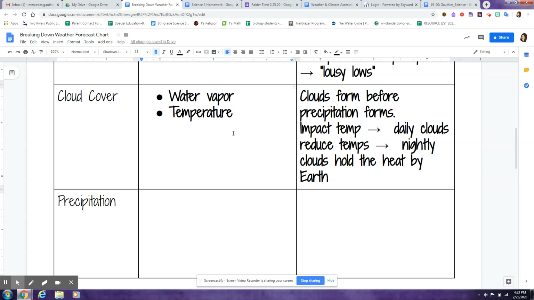So then our final column, it talks about how clouds need to form before the precipitation forms. If there's no clouds, we will not have any rain or snow because they come out of the cloud. We need the cloud first.